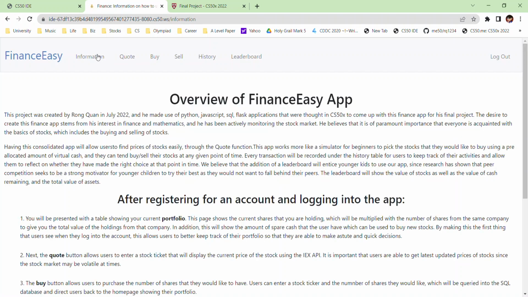Next, moving on to the information page. This information page allows us to better navigate this application and allows users to better understand the different functionalities that this application offers.